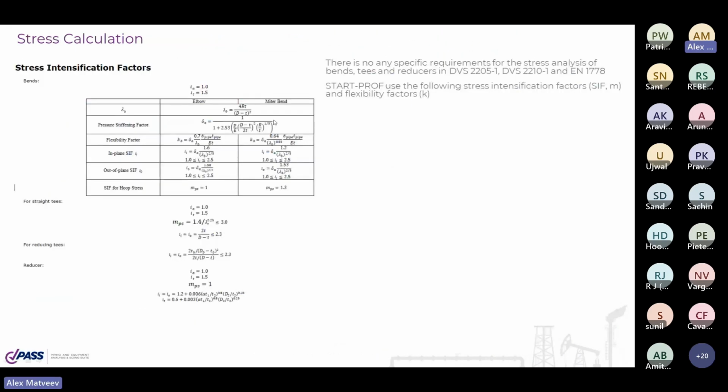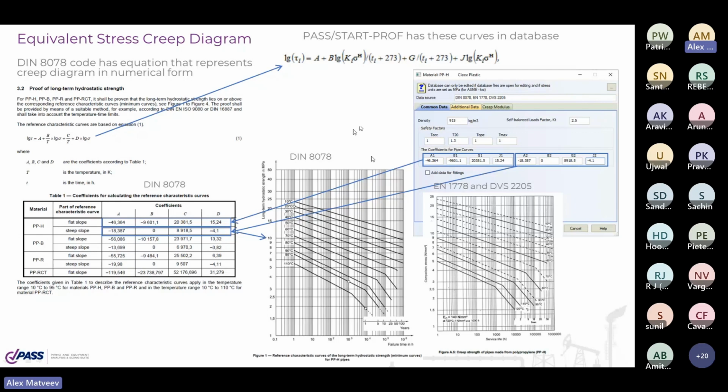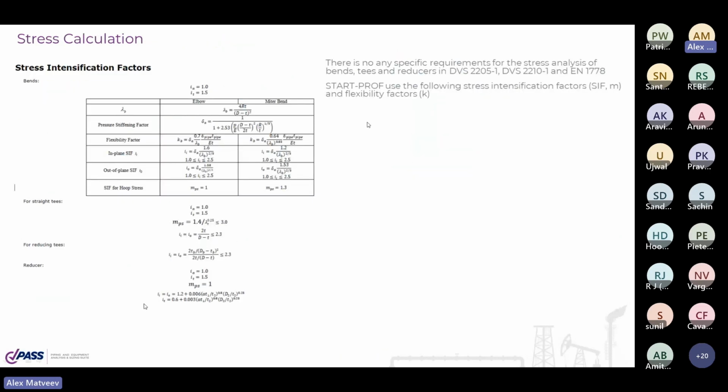And also, the DVS code doesn't contain anything about the T and bend calculation. So START-PROF uses the following equations for the stress intensification factor, stress for bends and T elements, and also for flexibility of the bends.